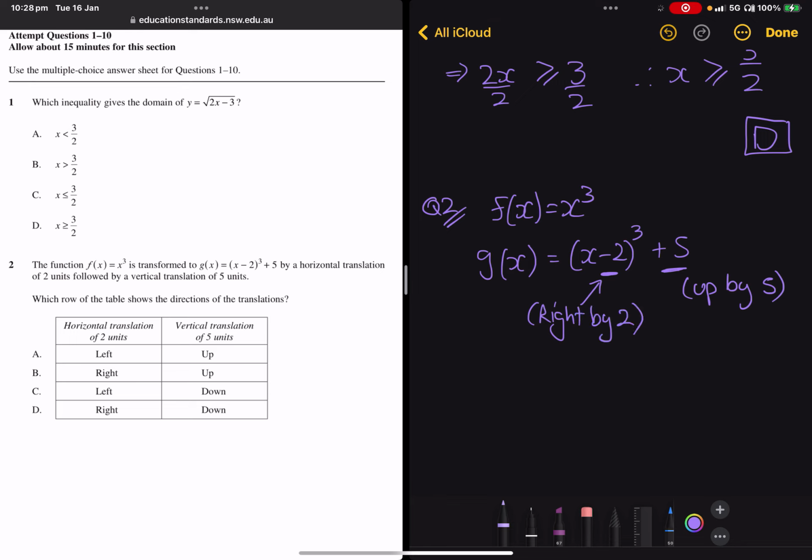The one inside the brackets is the slightly unusual one. Students often think minus 2 means to the left because negative numbers are on the left. But minus 2 is actually to the right and plus 2 would be to the left. So in this case we are moving 2 units to the right, 5 units up. So the answer is B.